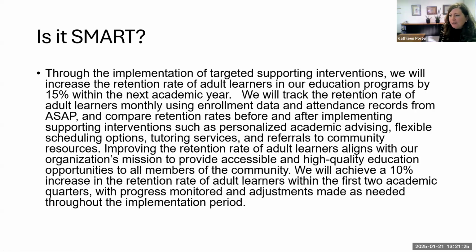We'll track the retention rates of adult learners monthly. So they're describing a lot about the how, using enrollment data. They're talking about how they're going to measure it: enrollment data, attendance records from ASAP. So being very specific, where are they going to get this data? And compare retention rates before and after implementing these supporting interventions. And then they describe what these supporting interventions are: personalized academic advising, flexible scheduling options, tutoring service, referrals to community resources. And then this is the sentence that really hits relevance.